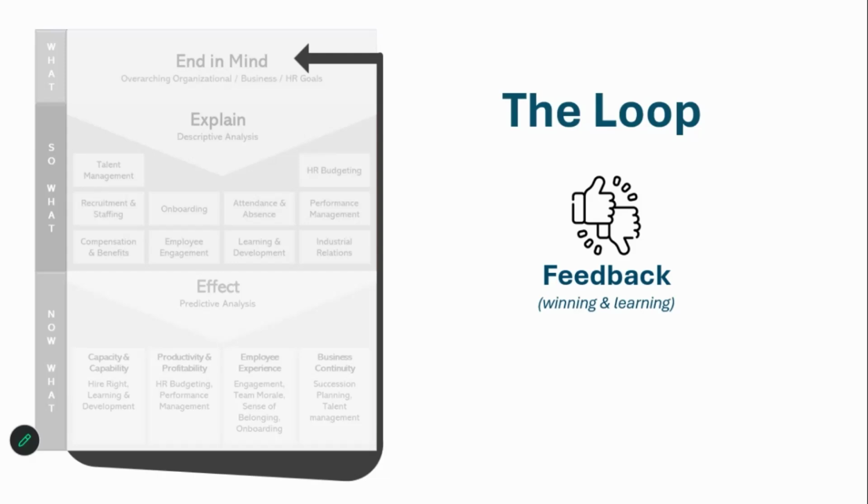The loop goes back to the very beginning. They will have feedback, either it's a winning or learning. The term I use is called learning. It's not called losing, because with learning, we are able to improve. When it's losing, that's the end. There's no room for improvement. So it always has a winning or learning.